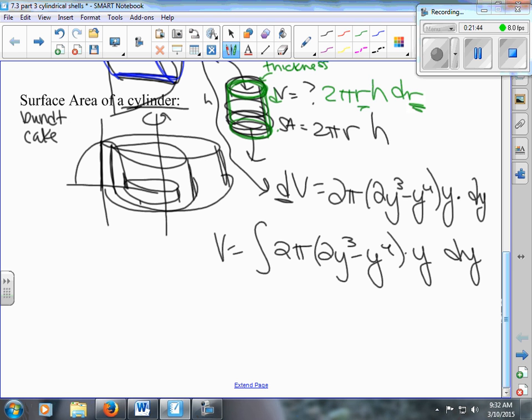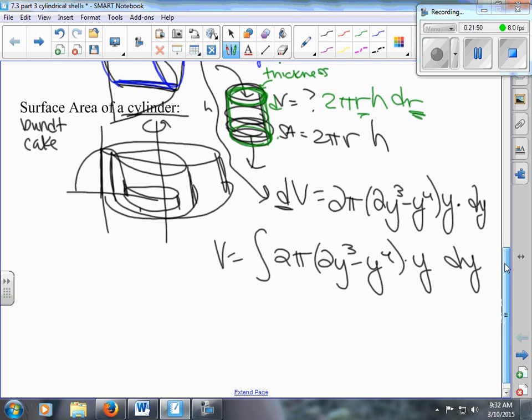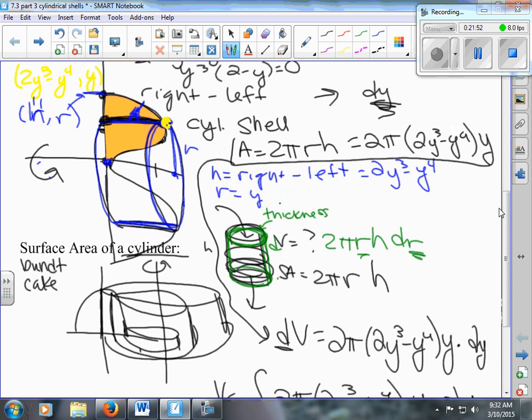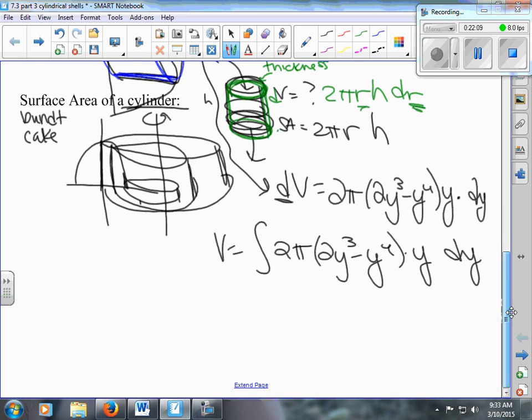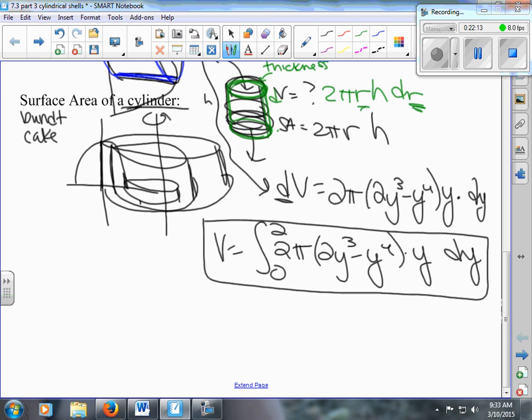And for what y values should I be doing this? 0 to 2, because I look at the original orange area that I rotated, and I can see that these right minus lefts need to be done starting here at y equals 0, and then ending up at y equals 2. So 0 to 2 are my bounds. And that's what we get.